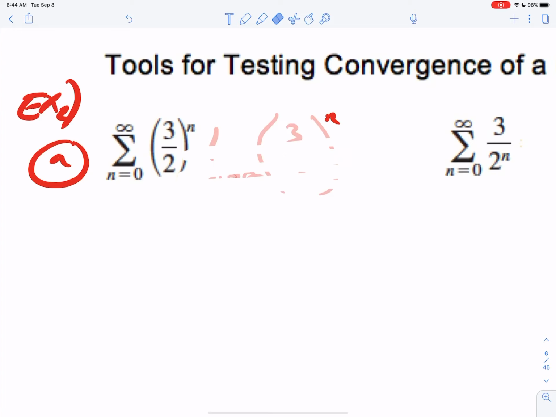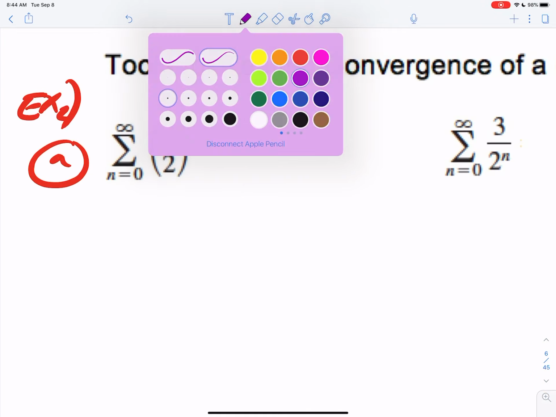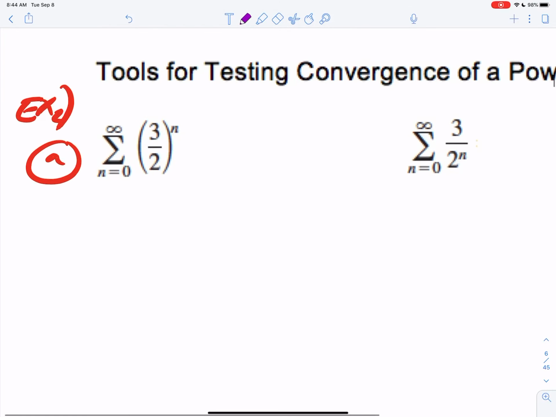But for the sake of running the geometric series test so that you are comfortable with it, let's run it this way. First we want to make sure that it looks like something to the n power, in which it does. So this tells me that my r is 3 over 2. Actually, my absolute value of r is 3 over 2, which is definitely larger than 1. 3 divided by 2 is 1.5.